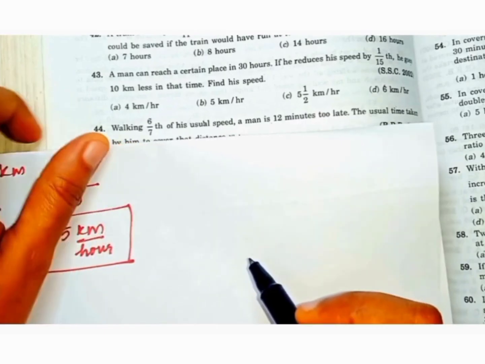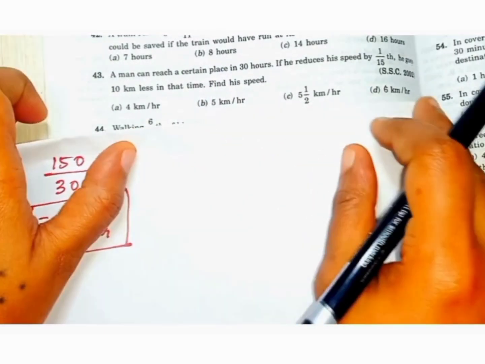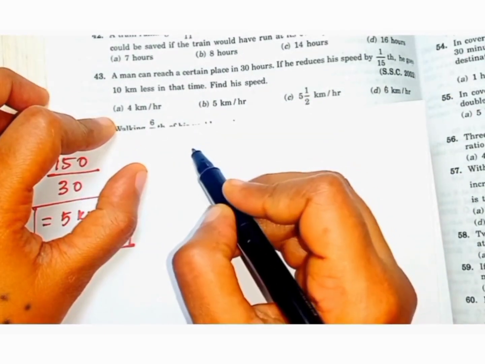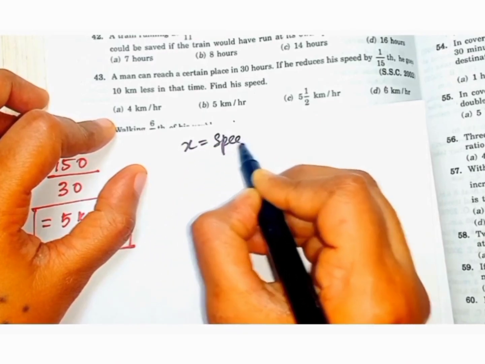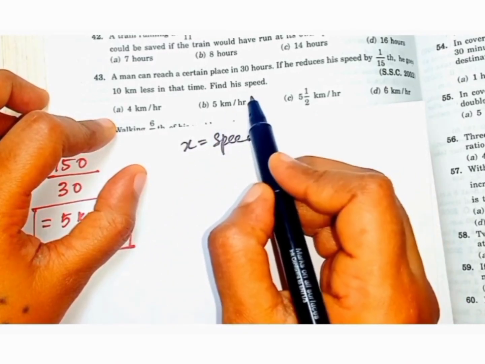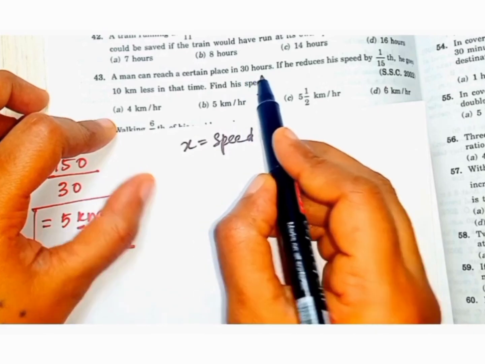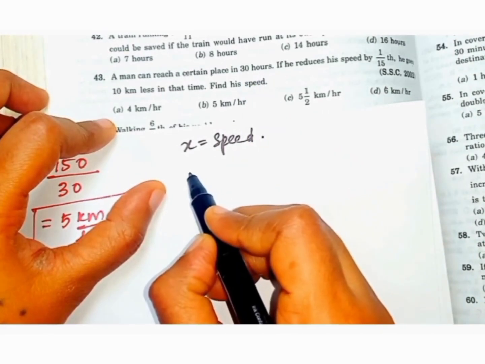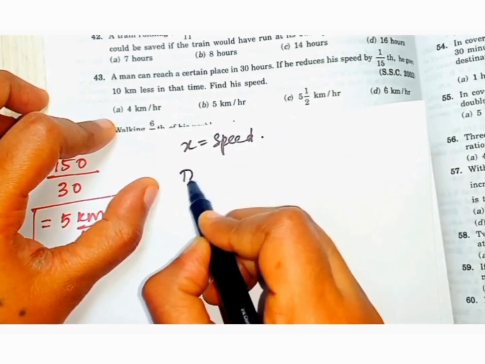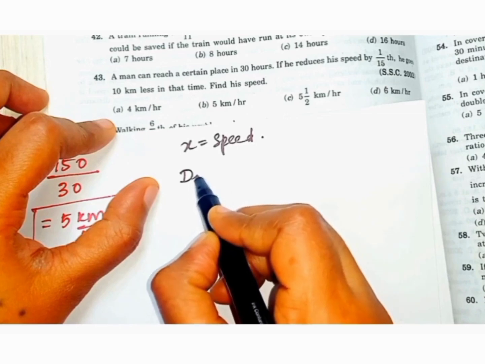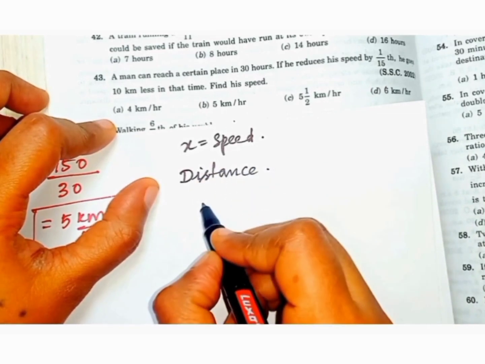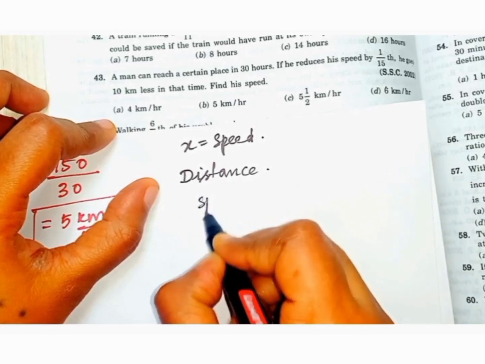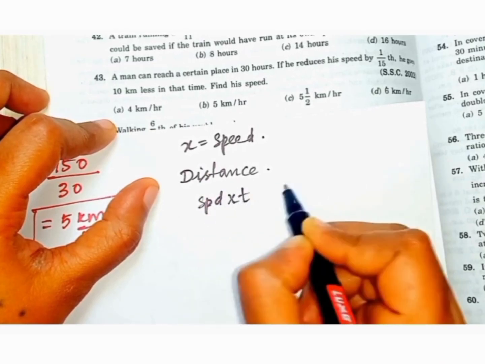Okay, so with x as speed, considering x is equal to speed, a man can reach a certain place in 30 hours. So I have told you that speed is equal to distance by time. So for calculating distance, we'll have to multiply speed with time.